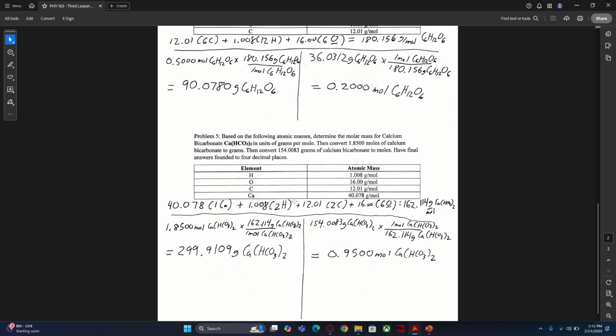So again, the only unique thing for this problem set was, what if we have a subscript outside of parentheses? Well, just treat it as multiplying the number of elements inside the parentheses. And then calculate your molar mass, as we've done before. And then it's just the same thing of converting moles to grams and grams to moles.